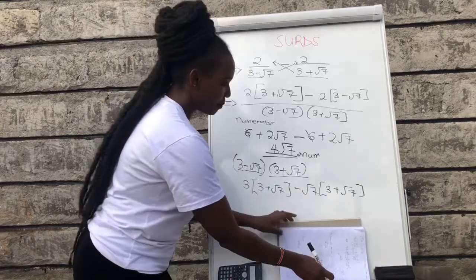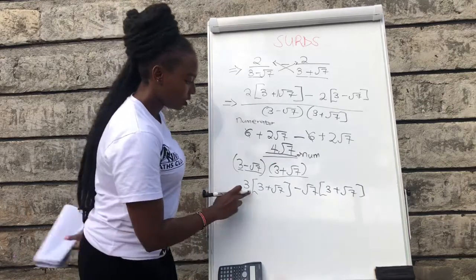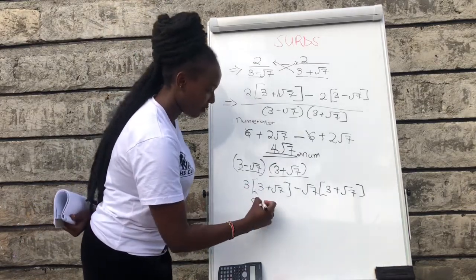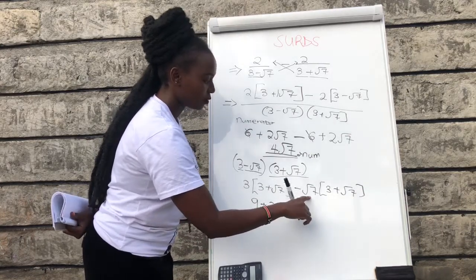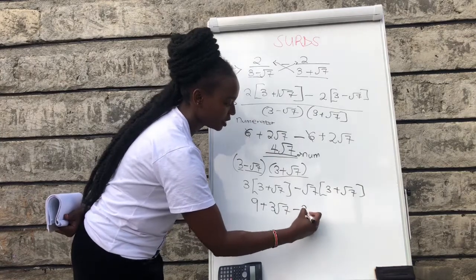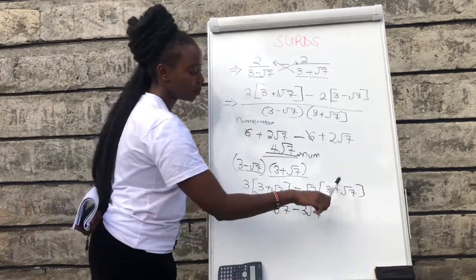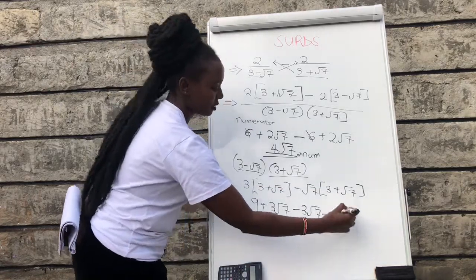So this becomes, just to move the book there, 3 times 3 is 9. 3 times root 7 becomes 3 root 7. And root 7 times 3 becomes minus 3 root 7, remember, because of the negative sign. Negative times positive becomes negative. Root 7 times root 7 becomes 7, with the negative sign.